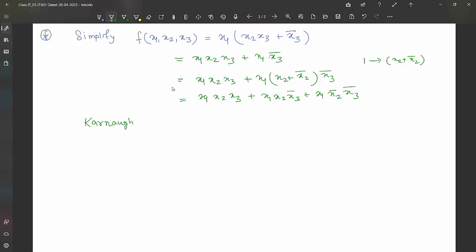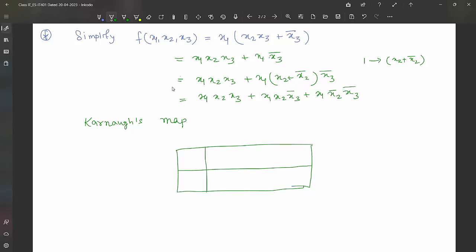Now you are ready to make the Karnaugh map, and again like the previous way, make the 4 boxes here, 1 2 3 4 boxes, starting with x1 bar, here x2 x3, here x2 bar x3, here x2 bar x3 bar, and here x2 x3 bar. Now put 1 in the x1 x2 x3, then 1 in the x1 x2 x3 bar, and another one in the x1 x2 bar x3 bar.